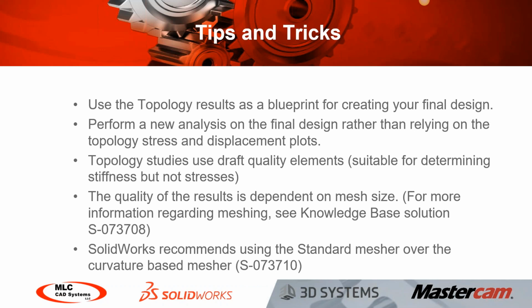And then use the draft quality elements, which are there by default. And the quality of the mesh is important, as I showed you in those two images of that bracket. So I recommend you start with the default mesh size, and then you can reduce that mesh size from there to look at how that affects your results. And then SOLIDWORKS does recommend using the standard mesher over the curvature-based mesher. I have used both, and both seem to work okay for me, but that is a SOLIDWORKS recommendation, to use the standard-based mesher.